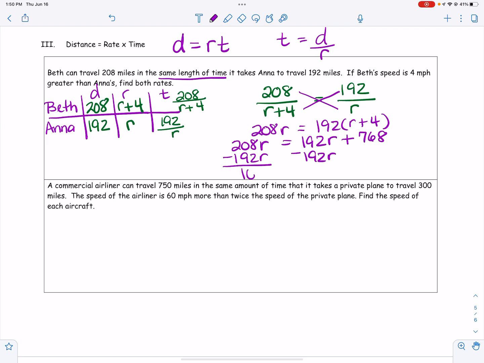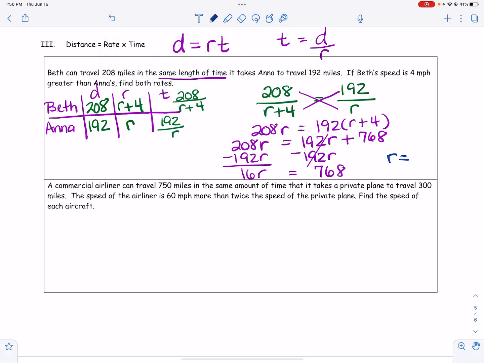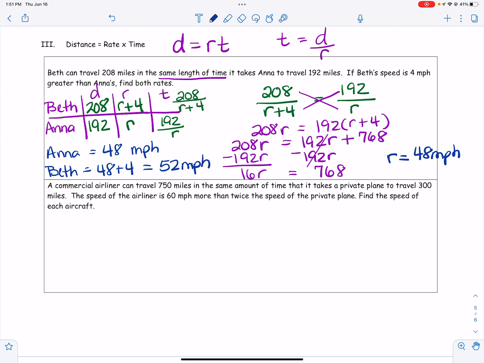and I get 16R is equal to 768, and then I divide by 16, and so I am going to get R is going to be 48 miles per hour. And that's Anna's speed. So you're going to have a box for Anna's speed, and she's going 48 miles per hour. And then Beth is going 4 miles faster than Anna. So she is going 52 miles per hour. Okay? All right, so the same idea is going to come across for this next problem.